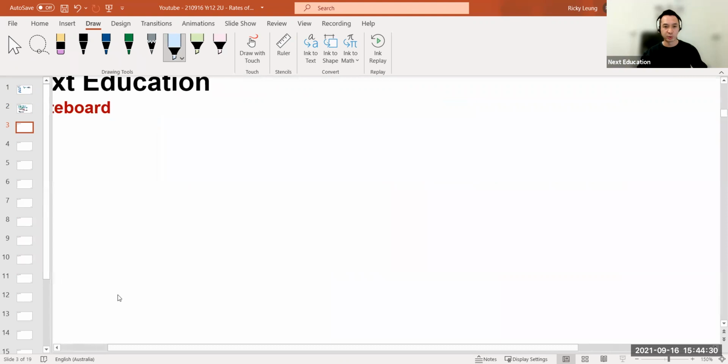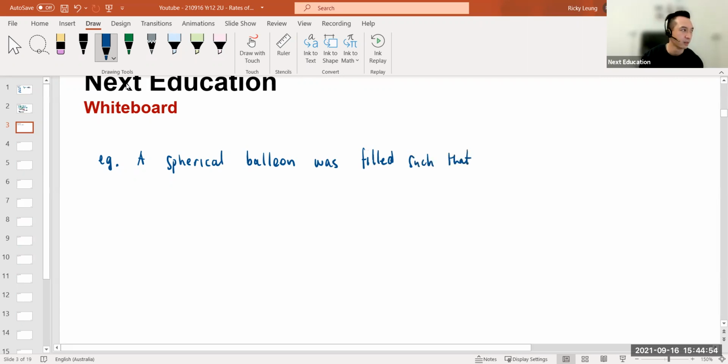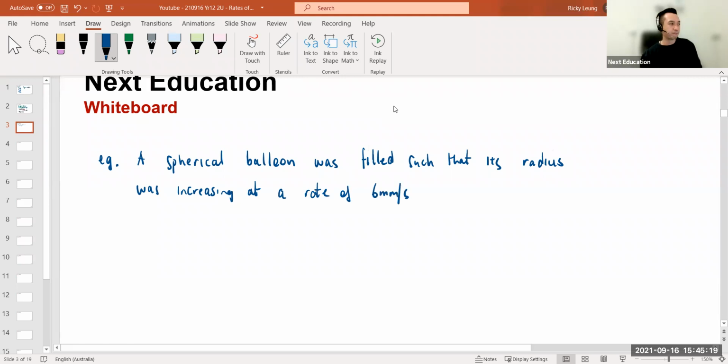So with regards to a sphere, let's put it in the context of a spherical balloon. Example: a spherical balloon was filled such that its radius was increasing at a rate of 6 millimeters per second.